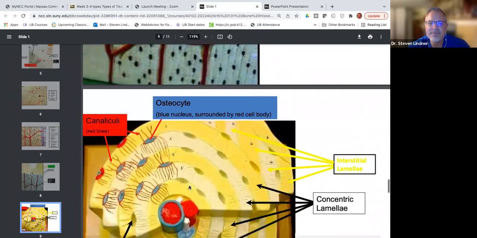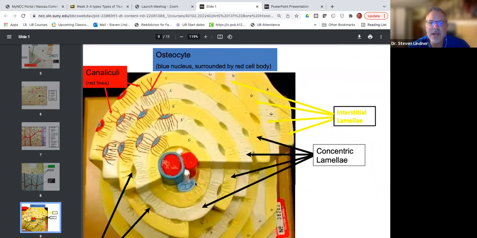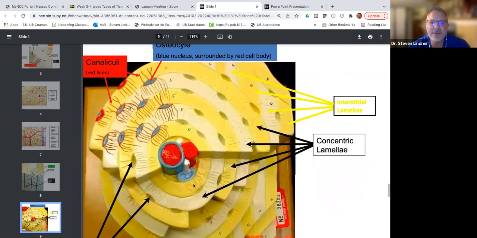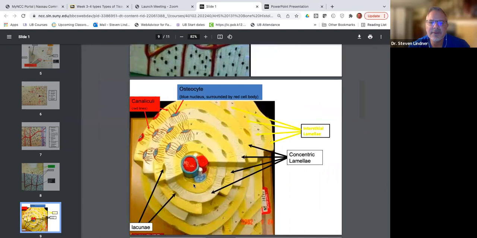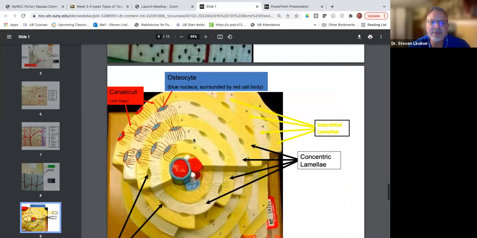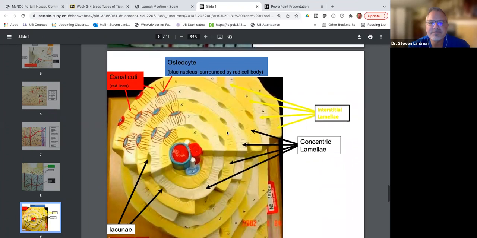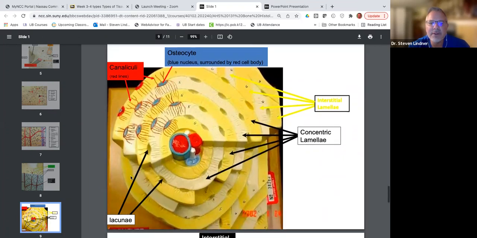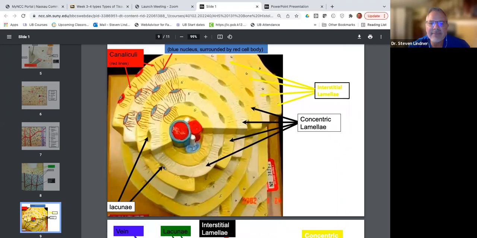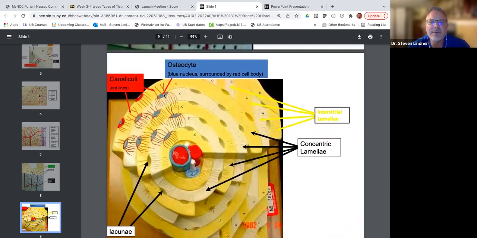Here we go. Here's a full osteon, just a different color, so we can see the different structures. And I kind of like this one a whole lot better because it shows the cavity with the cell, right? So if we're pointing to these hollowed out cavities here and here, that's the lacunae. But if we're pointing to the blue structure inside of it, that's an osteocyte.